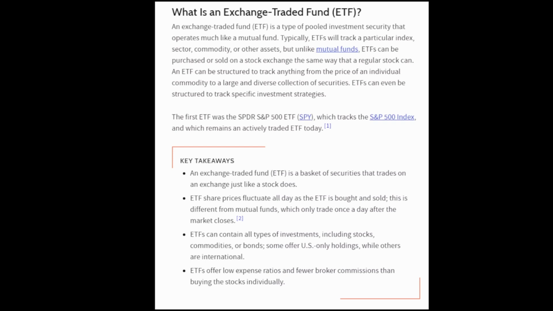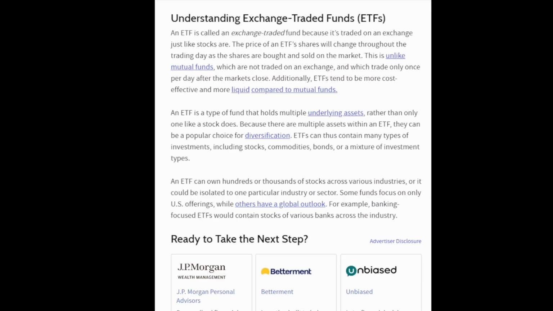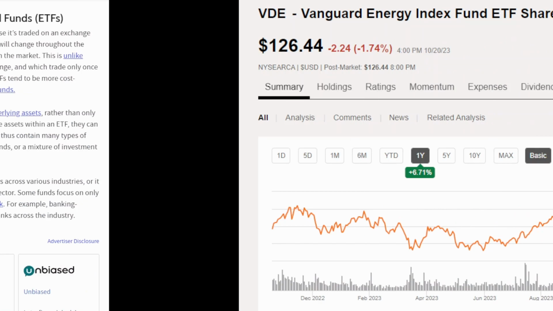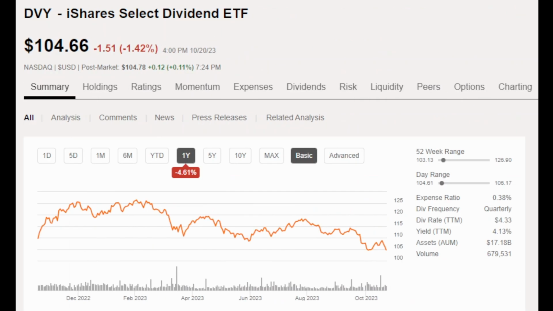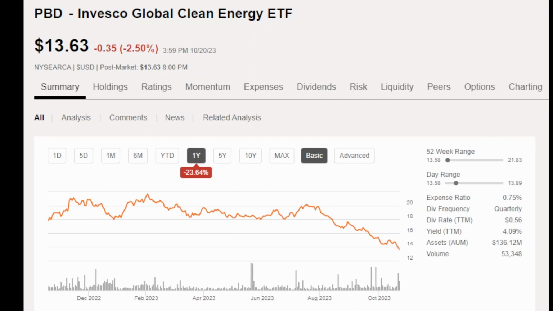Otherwise, let's move on. An ETF is created when an investor or group of investors create a fund used to buy shares in different companies. These companies typically have one or more characteristics in common. For example, companies in a particular sector, such as the VDE Vanguard Energy Index ETF, or companies that pay a large dividend, such as DVY, the iShares Select Dividend ETF, or possibly companies that produce clean energy, such as the PBD Invesco Global Clean Energy ETF.